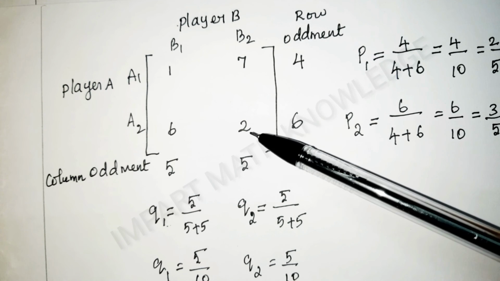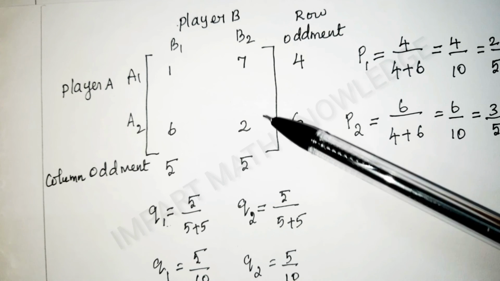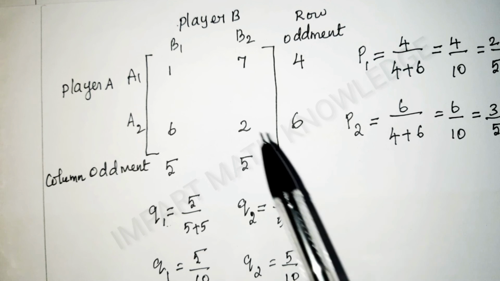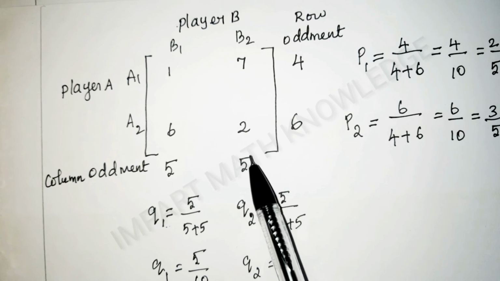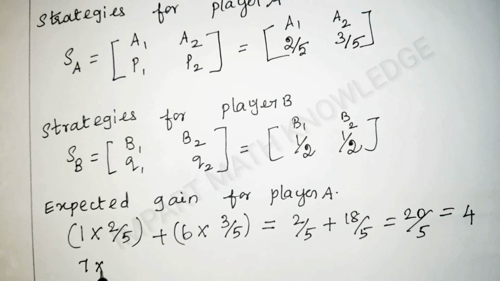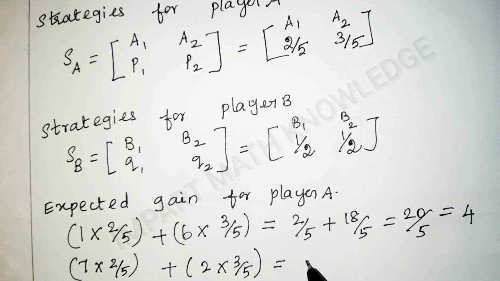In the same way, you multiply and add the second column values with the corresponding probabilities. That is 7 into 2 by 5 plus 2 into 3 by 5. That is 14 by 5 plus 6 by 5. This is equal to 20 by 5, that is 4.